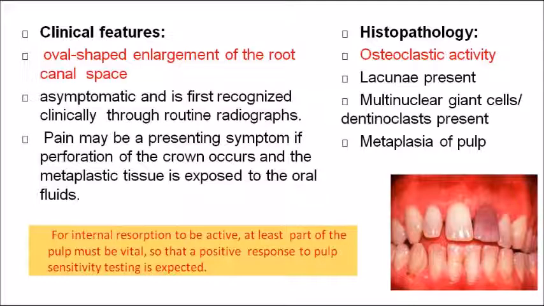For internal resorption to be active, at least part of the pulp must be vital, so that we can say that the resorption is actively happening, and a positive response to pulp sensitivity testing is expected. Now considering histopathological features, there will be osteoclastic activity, bone resorbing activity, lacunae will be present, multinuclear giant cells or dentinoclasts will be present, as well as metaplasia of the pulp. In the picture you can see how the pink tooth of Mummery is seen, because the whole of the tooth becomes pink or only some part of the tooth becomes pink, so it is known as pink tooth of Mummery.